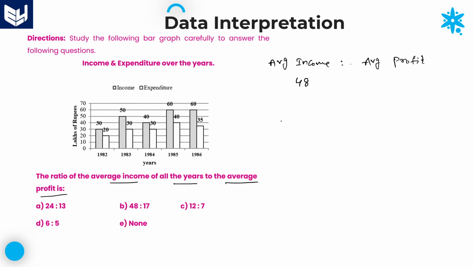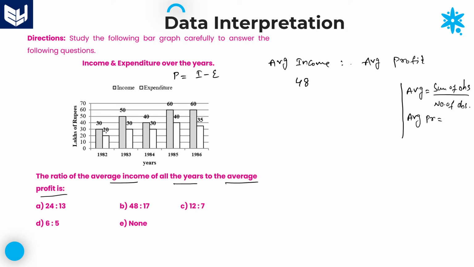Coming to profit, average profit. First of all, I will write all the profit values and then I will calculate average profit. And as we know that average is equal to sum of observations by number of observations. That is the average value. Now, average profit is equal to, write down all the profit values first. Profit is nothing but, as I told you initially, income minus expenditure. That will give you the profit value.